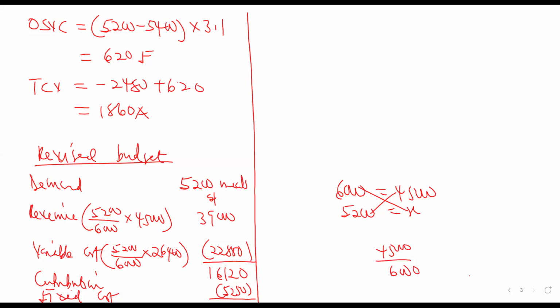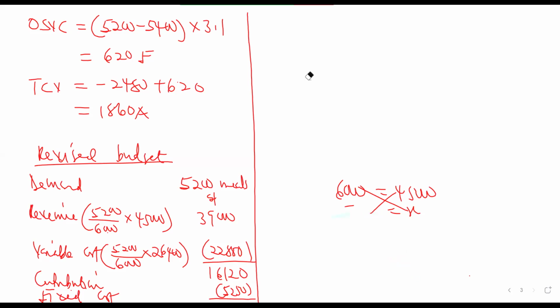So someone can also calculate the budgeted selling price per unit. Then the person will multiply by 5,200. How much is 1 unit? And now we are selling 5,200. How much are we going to be getting?